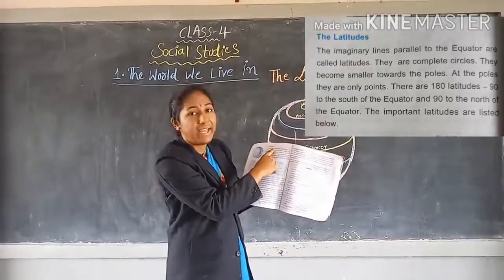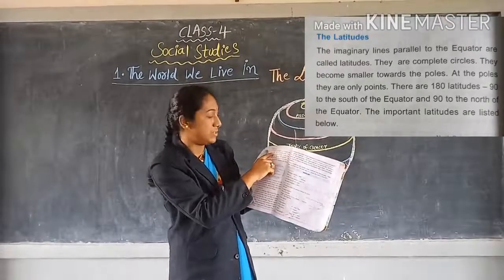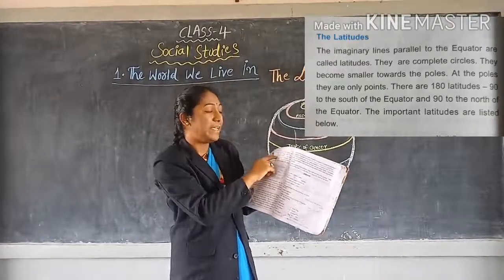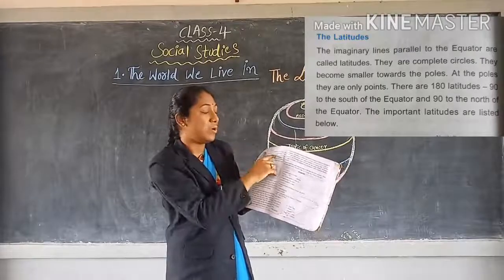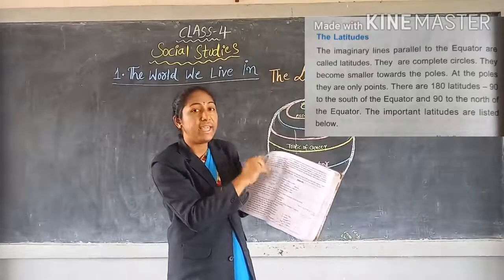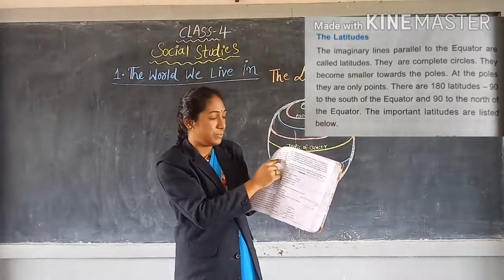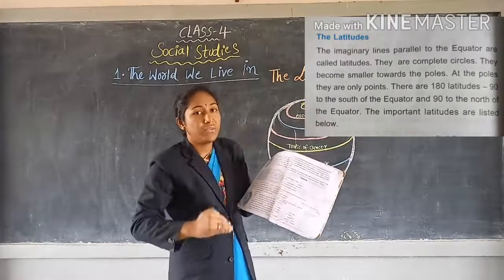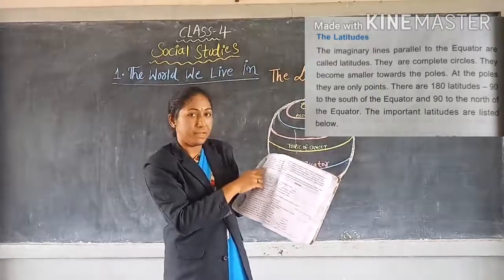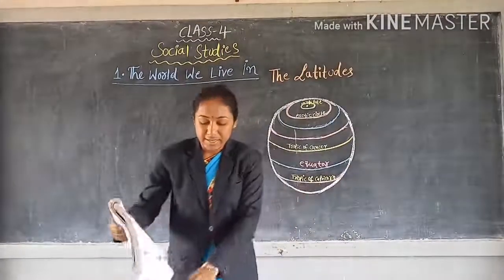The imaginary lines parallel to the equator are called latitudes. They are complete circles. They become smaller towards the poles. At the poles, there are only points. There are 180 latitudes, 90 to the south of the equator and 90 to the north of the equator. The important latitudes are listed below. Can the children see?